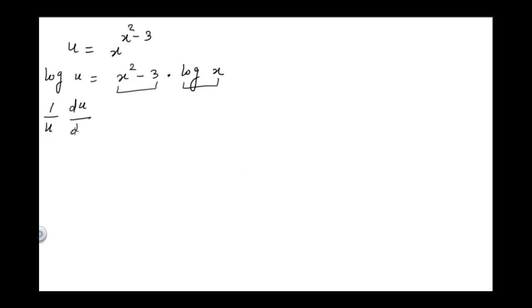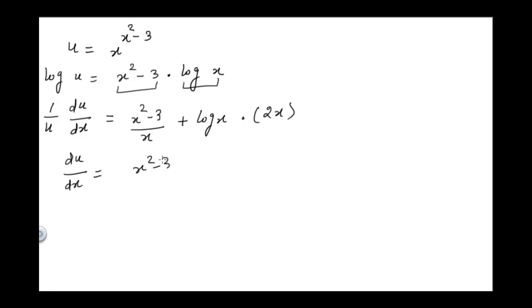Differentiation of log u with respect to x will be first 1 by u, and then differentiation of u with respect to x will give us du by dx equals x square minus 3 as it is. Differentiation of log x is 1 upon x and differentiation of x is 1 plus log x as it is. Differentiation of x square minus 3, you know x square it will be 2x and of 3 it will be 0. So what will be the value of du by dx from here? It will be x square minus 3 divided by x plus 2x into log of x, whole multiplied with u.